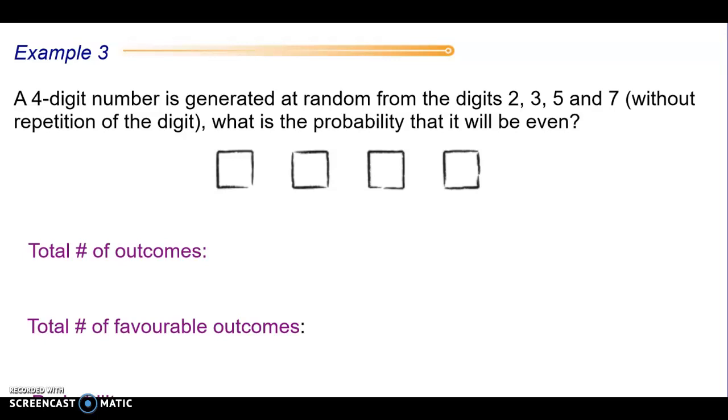Section 3.3, Example 3. A 4-digit number is generated at random from the digits 2, 3, 5, and 7 without repetition of the digits. What is the probability that it will be even?